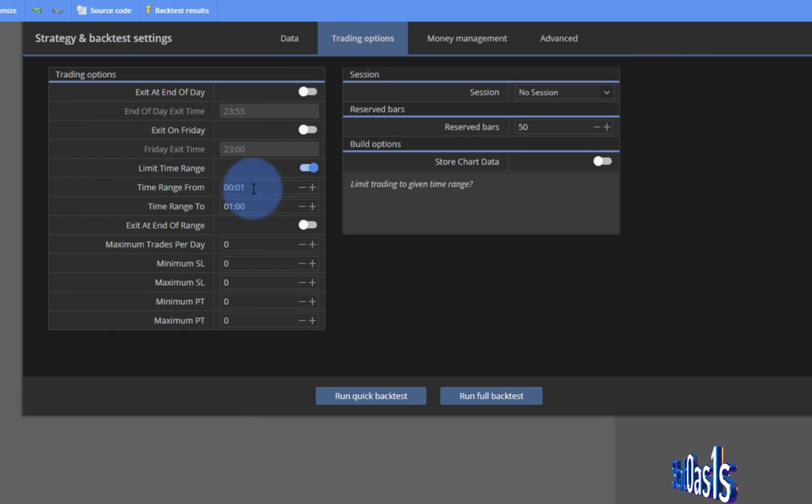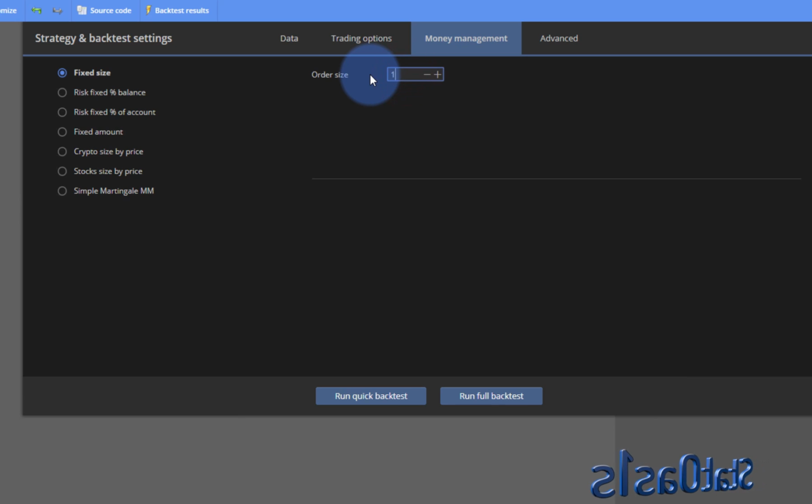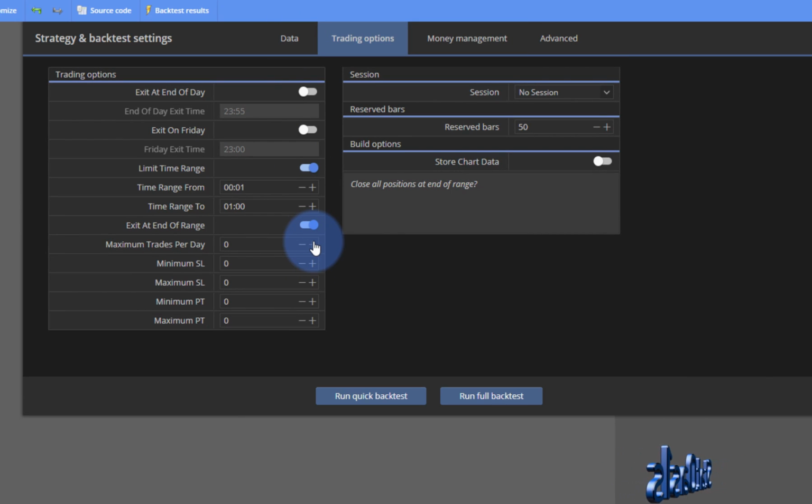So now we decided we are testing from first hour. Although it's missing by 1 minute, it's not a big deal. The strategy and the logic should perform the same. And you need to click the limit time range and exit at the end of range. Leave everything the same. Money management is 1 contract. And of course, limit to 1 trade. So we're only going to do 1 trade at this hour.